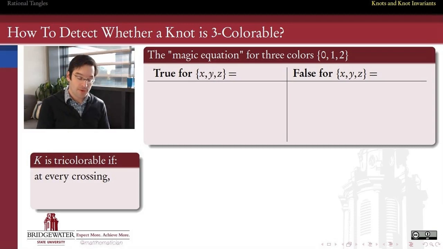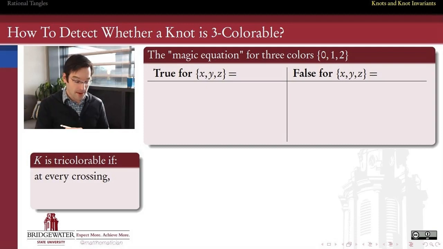So we're going to call our three colors 0, 1, and 2. You can think of them as red, green, and blue if you like, but we're going to use 0, 1, and 2 so that we can have a way of actually attaching numbers and algebra and equations to these. And what we want is an equation which is going to be true at every crossing that satisfies our condition, the condition that either all three colors are the same or all three colors are different. And that same equation also has to be false any time that a crossing fails to meet that criterion. So this magic equation is going to be true at every crossing if and only if we have a valid three coloring of our knot.